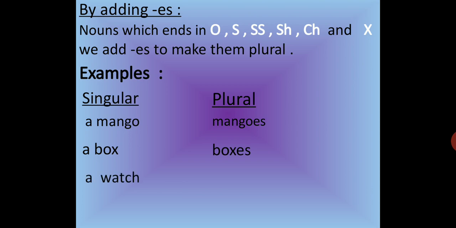Next, a watch. Just identify the last two letters. They are ch. Is ch in the rule? Yes. Then what can we do? We add es to make it plural. So a watch became watches. Next, a brush. What are the last two letters? sh. Is sh in the rule? Yes. Then we add es to make them plural. So a brush became brushes. I hope you understand how to make the plural form with es. Let's move on.